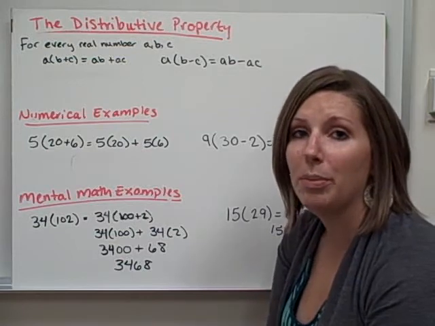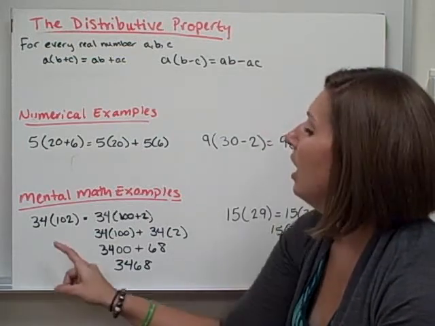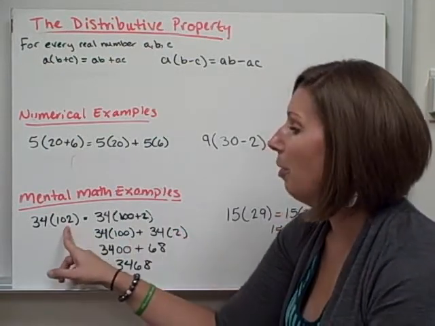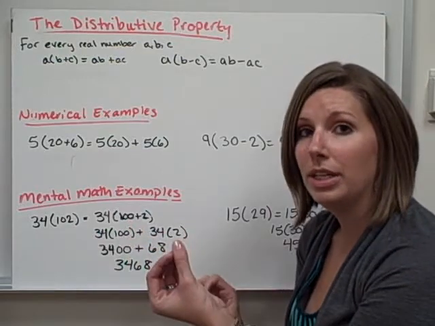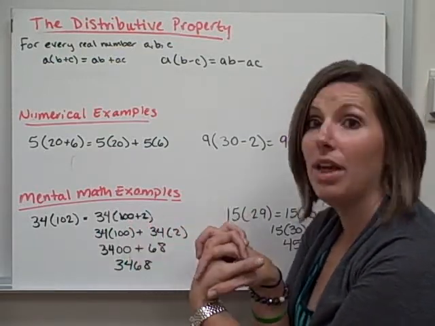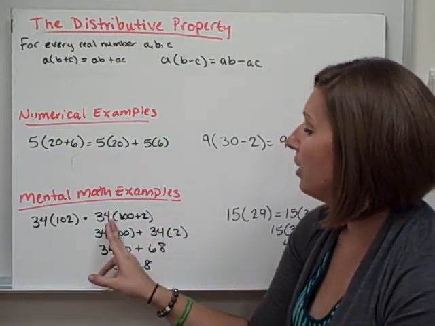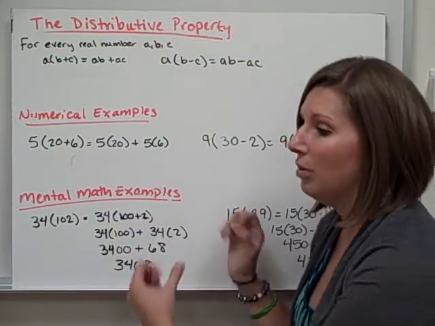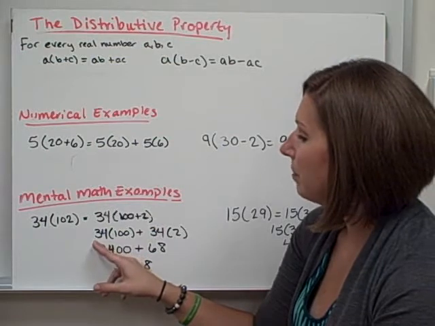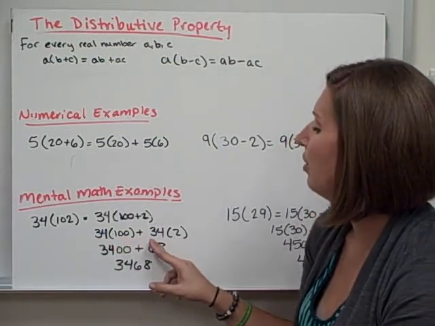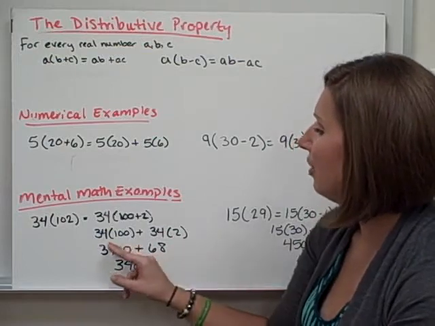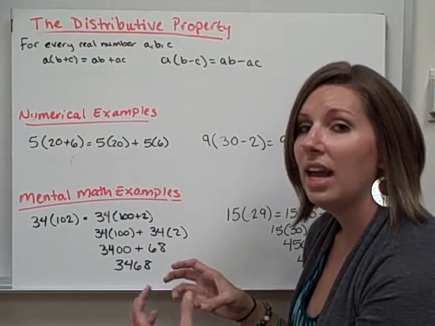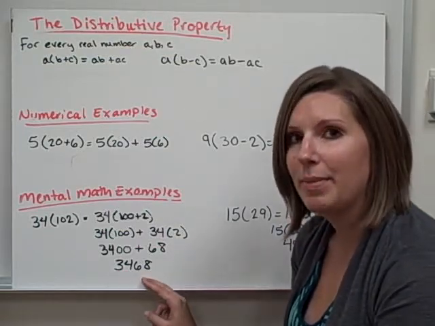We also use the distributive property when we use mental math. If I have a problem that says 34 times 102, I can break 102 apart. I can break it into 100 plus 2, because that put together makes 102. So I can rewrite the problem as 34 times the quantity of 100 plus 2. Using the distributive property, that means 34 times 100 plus 34 times 2. 34 times 100 is 3,400. 34 times 2, 68. I can add those together and get 3,468 as my answer.